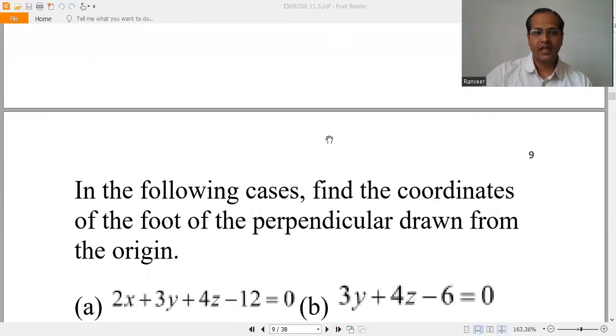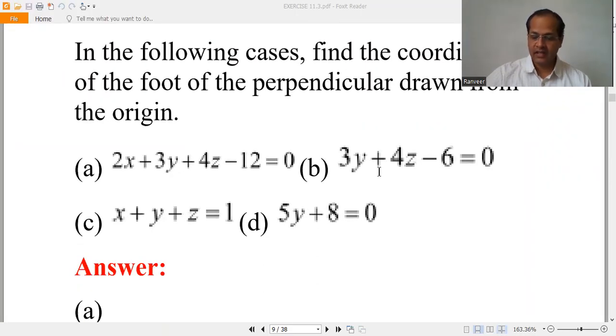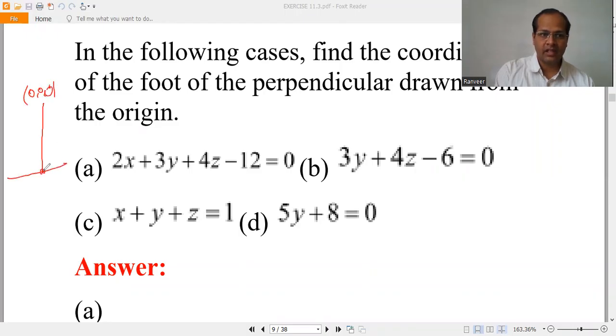Question number 4. In the following cases, find the coordinates of the foot of perpendicular drawn from the origin to the given plane. Suppose we draw a perpendicular from the origin, and this is the foot of perpendicular, then this value we have to find out. We know the foot of perpendicular can be found just by l, m and d. So first step, we have to find the values of l, m and n.